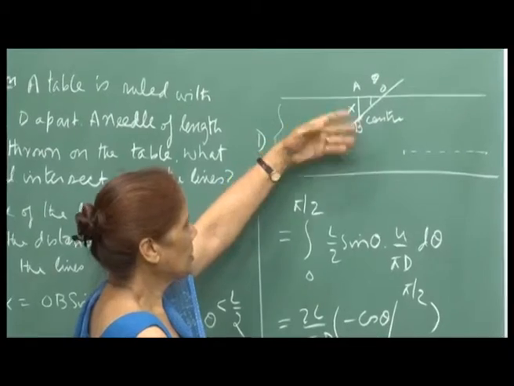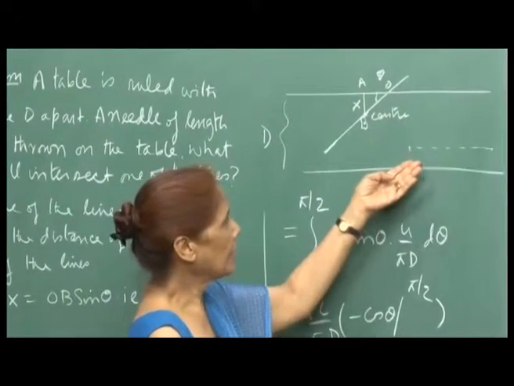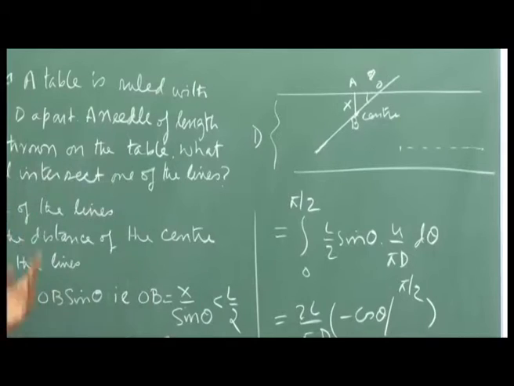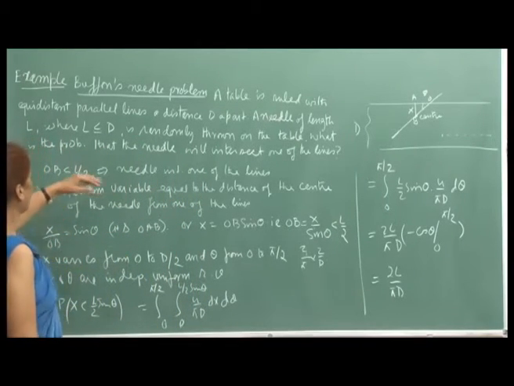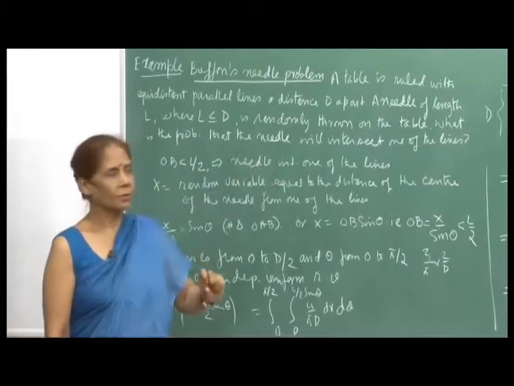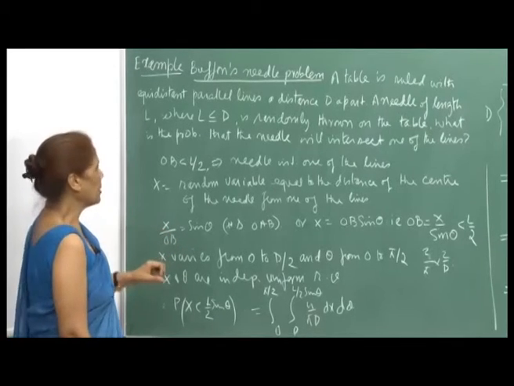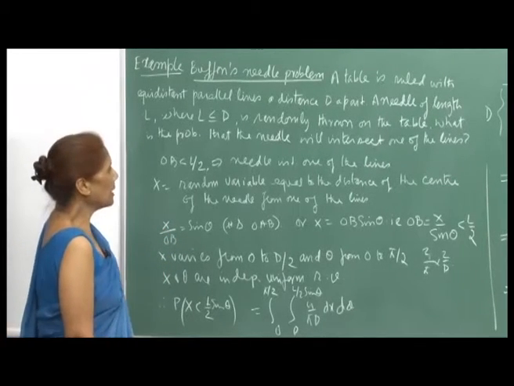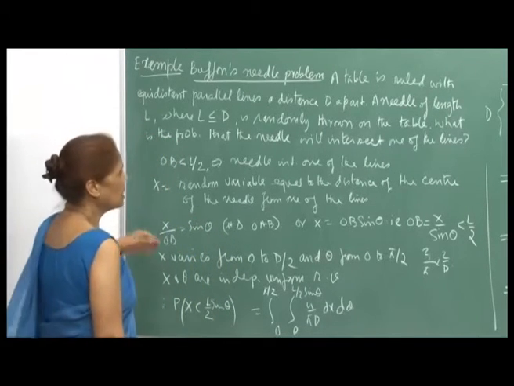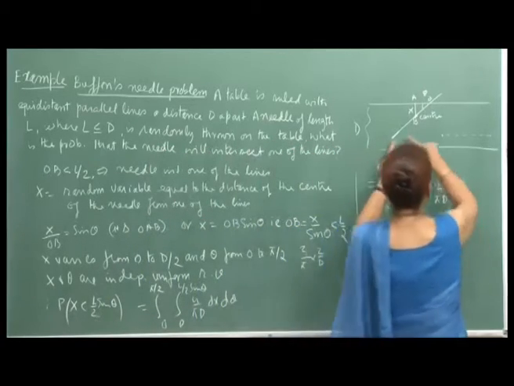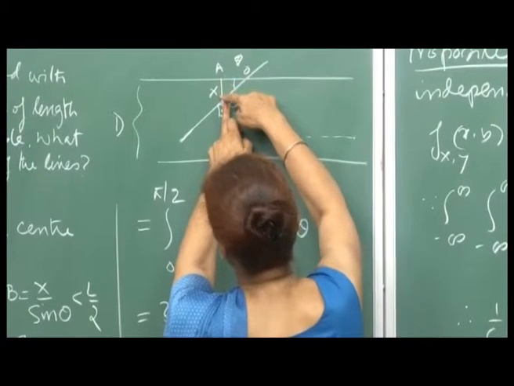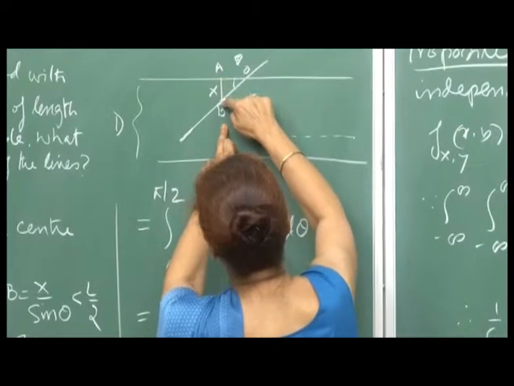And of course, one possibility is that the needle lies like this, and so it does not intersect one of the lines, but suppose it does intersect one of the lines. So, that is what we have to find out. So, a needle of length capital L, where L is less than or equal to d, the distance between two consecutive parallel lines, is randomly thrown on the table. What is the probability that the needle will intersect one of the lines? So, we have to compute this probability, and now here I have drawn this diagram. So, this is the needle, and B is the middle point of the needle, and you drop a perpendicular from here to the nearest line.